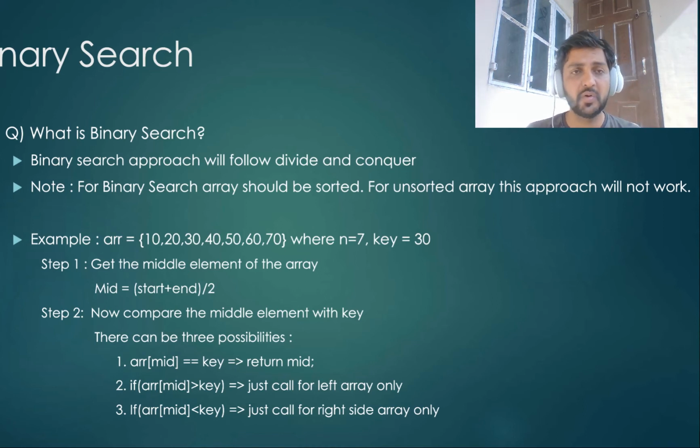Now, a very important thing, what is the prerequisite for the binary search? Your array should be sorted. For an unsorted array, you can apply the logic, but this algorithm will not work and you will not get the correct output. What are the examples? Let's say you have this array. You can see the array. We have n as 7, key as 30.